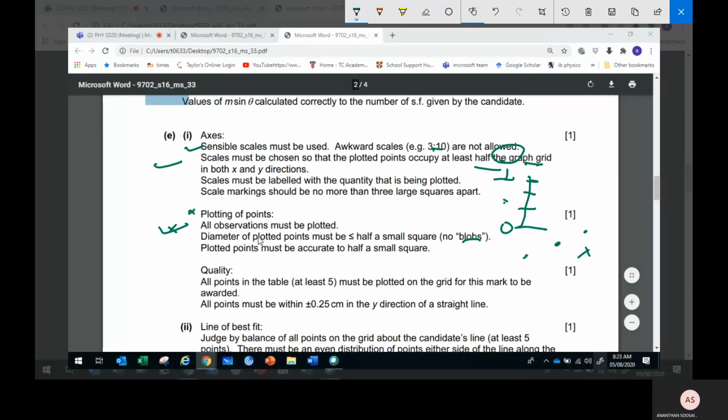The third one, quality. All points in the table must be plotted, agreed with this mark to be awarded. All points must be within 0.25 in the y direction of the straight line. Quality not only depends on you, it depends on your entire class and the supervisor's report. If the supervisor got a quality, very close readings, and you got scattered, you lose mark. You are close, you are perfect, not scattered, but the supervisor is scattered, and other friends also scattered, so you lose mark.